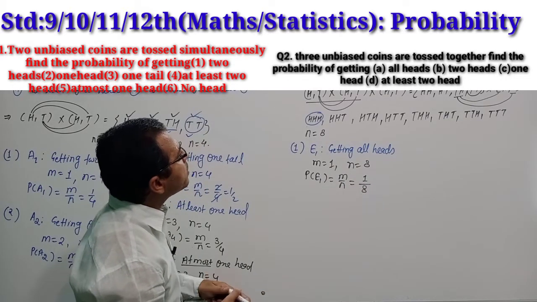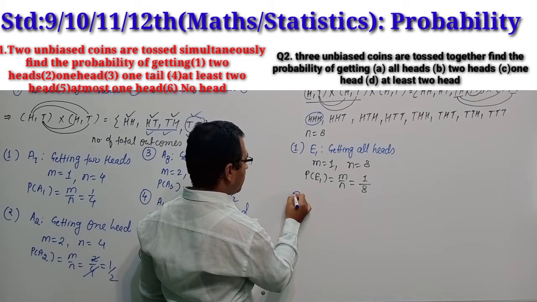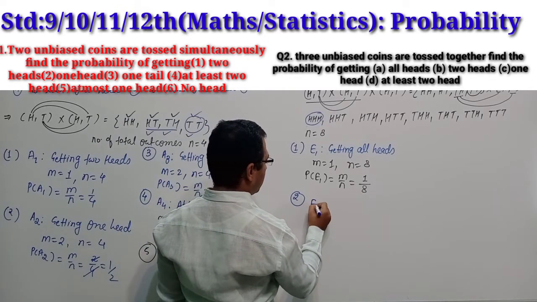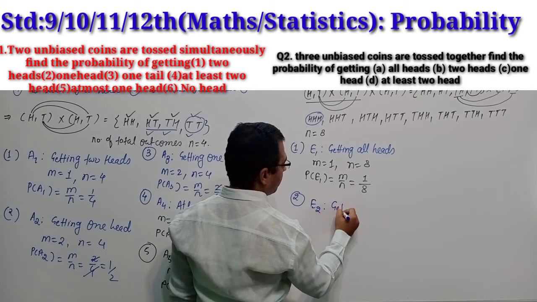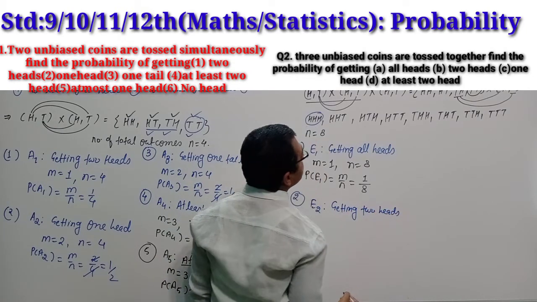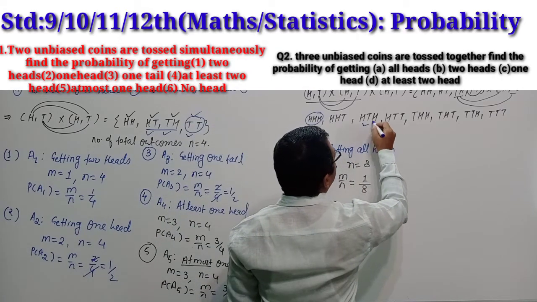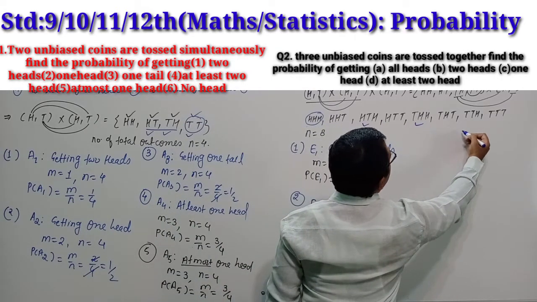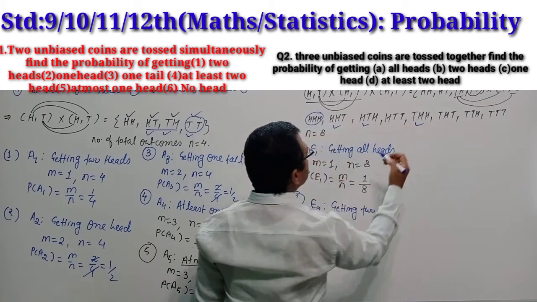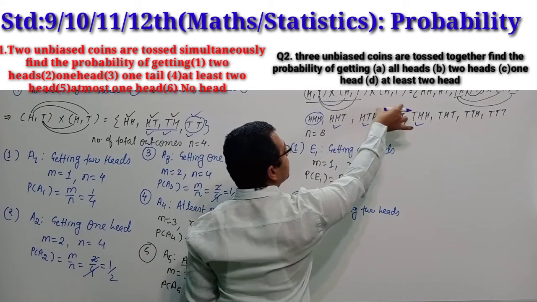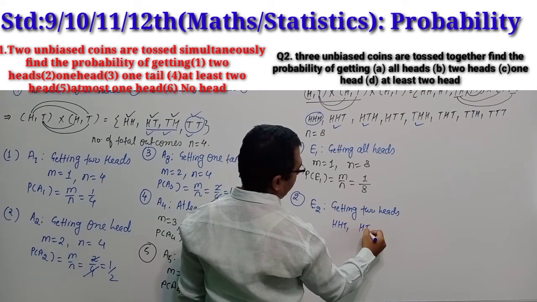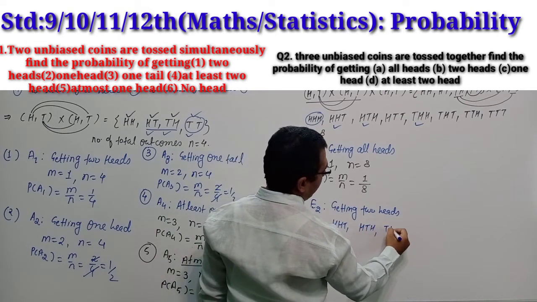Okay, moving to the second question. What does the second question state? Two heads, right? E2, getting two heads, right students? So you can write the pairs over here, 1, 2, 3. These combinations have two heads: head, head, tail; head, tail, head; and tail, head, head.